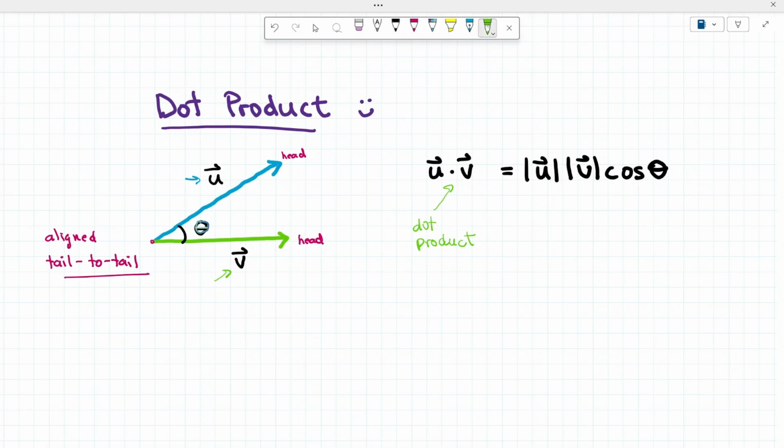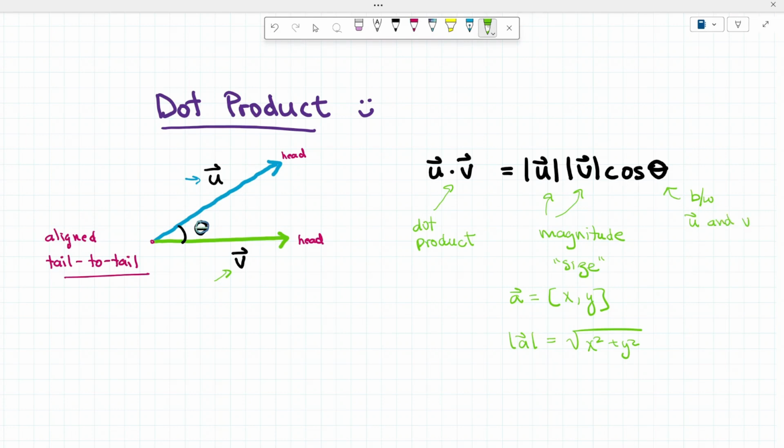And the absolute value signs, these are the magnitudes, if you remember vector lingo. So this is the magnitude of the vectors, which equals their size. And if you remember the definition, if you have some vector x, y, the magnitude, we'll call this vector a, for example, the magnitude of a would equal to the square root of x squared plus y squared. Just so we have all the information we need. And again, this theta is between the vectors u and v.